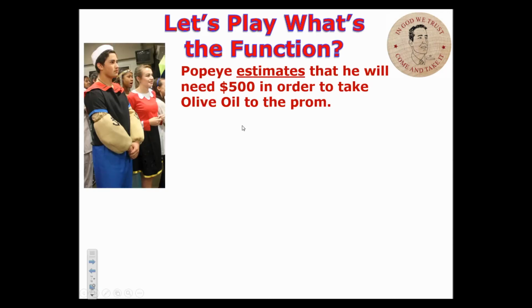So now we can play a game. It says here that Popeye estimates that he will need $500 in order to take Olive Oil to the prom. How is money being used here? It's an estimate, therefore it's unit of account. So these are things you'll need to be able to recognize.